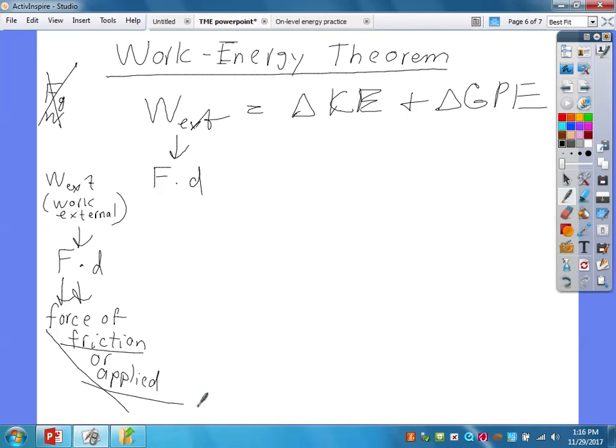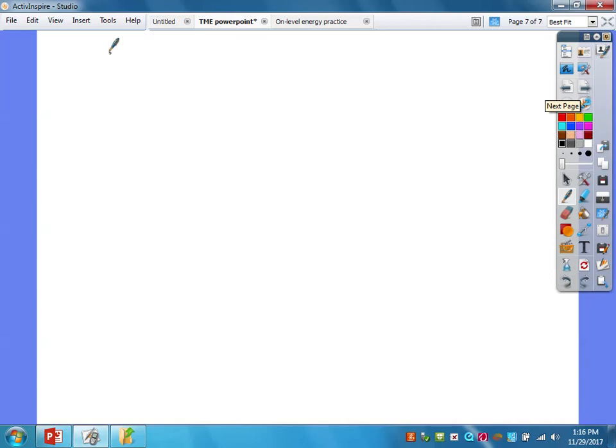The other thing is that we will sometimes call the work external the thermal energy. Okay? The thermal energy. I'll come back to that a little bit later, but I just wanted to mention that now. So, the thing is, we have this formula, but how are we going to use it?